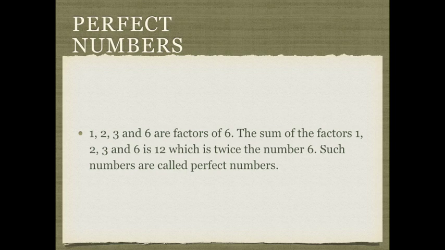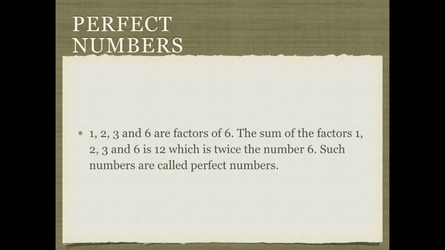Now this is a very important thing, children, perfect numbers. So 1, 2, 3 and 6 are all factors of 6, right? Now the sum of the factors you take, like 1 plus 2 plus 3 plus 6, which is equal to 12. And what is 12? 12 is nothing but twice the number 6. And such numbers are called perfect numbers. And this is very, very important. Those numbers are called perfect numbers.